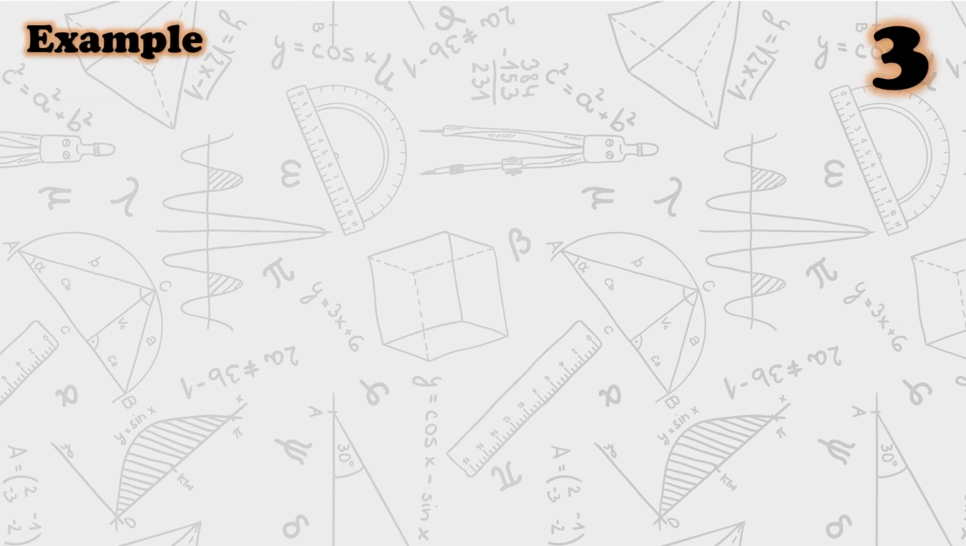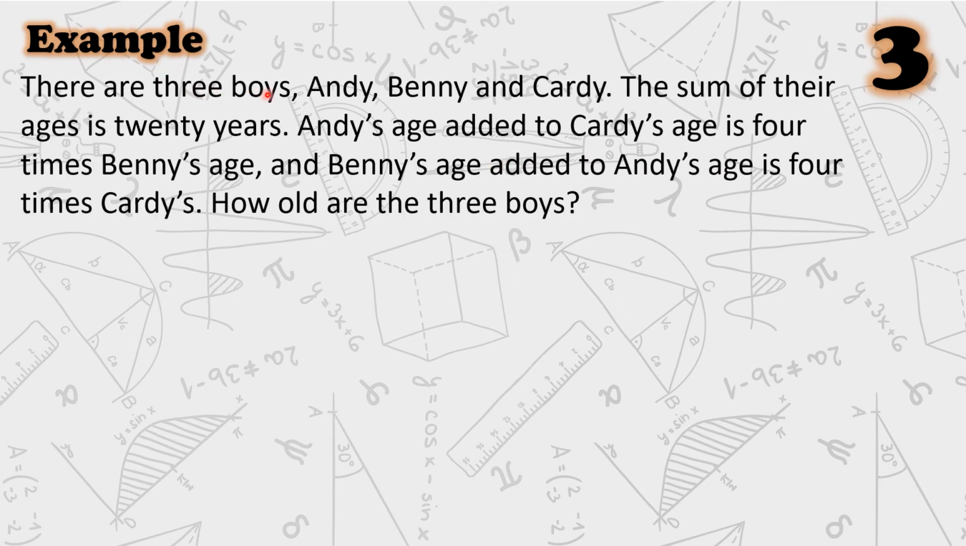For example number 3, let us have a word problem. There are 3 boys, Andy, Benny, and Cardi. The sum of their ages is 20 years. Andy's age added to Cardi's age is 4 times Benny's age. And Benny's age added to Andy's age is 4 times Cardi's age. How old are the 3 boys? Here's our solution.